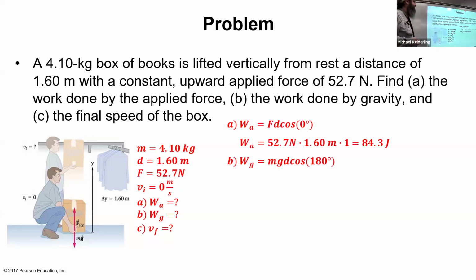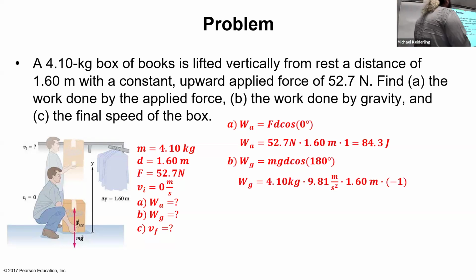The work done by gravity is going to be mass times g times distance, the weight times the distance times the cosine of 180 degrees, because gravity is opposite the direction the box is moving. So 4.1 kilograms times 9.81 meters per second squared times 1.6 meters times -1, which comes out to minus 64.4 joules.